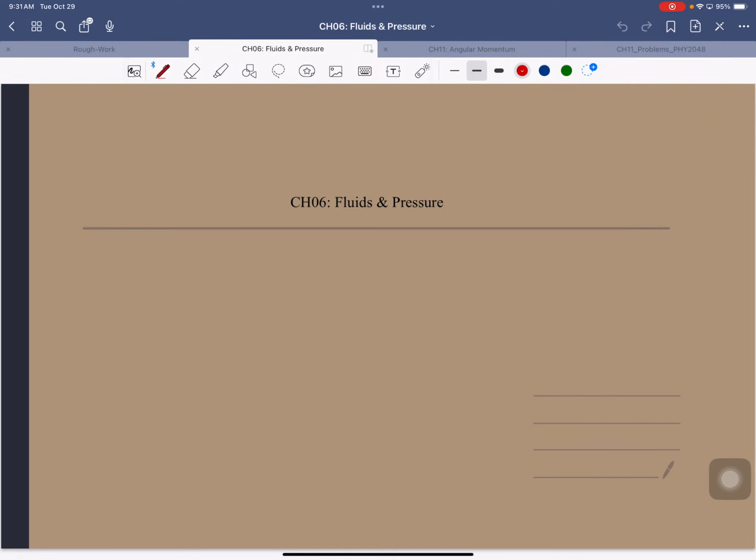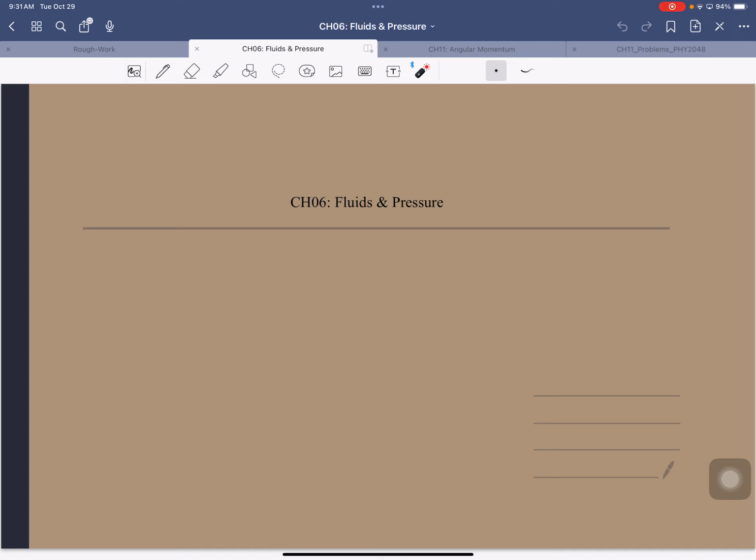We had talked about chapter 6. We had started chapter 6 last time. We got through almost half of the chapter, but what I'm going to do is quickly review what we did last time and then go over the new stuff.